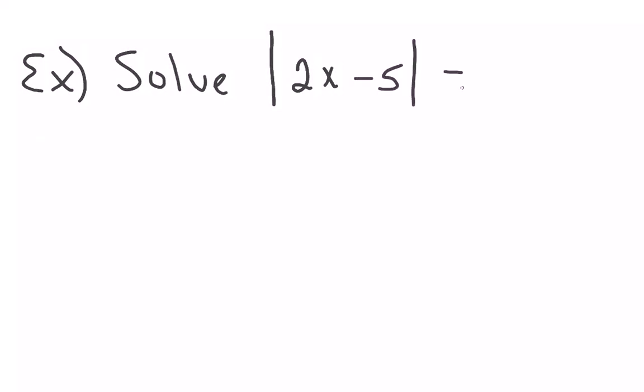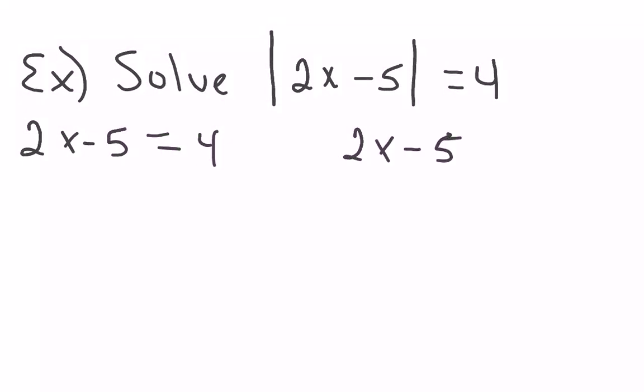Next example, solve absolute value of 2x minus 5 equal to 4. So again, we have to take into account that there's going to be two possibilities. So we solve this as 2x minus 5 equals 4. We also solve this as 2x minus 5 equals negative 4. Because again, we want to know that inside that parentheses, all of that squished together could have been the positive or the negative value. All right, so let's solve.